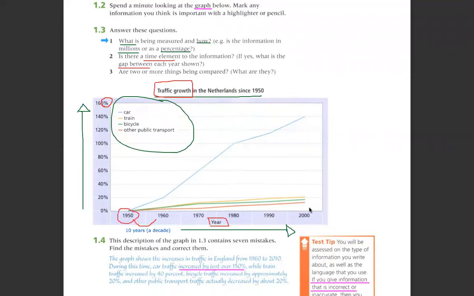So what is the first date? What is the last date? Okay. The next question says, are there two or more things being compared? And what are they? So please look at the graph and type in the chat box, what are the things that are being compared here? So we know it's about traffic growth, but what different things are being compared? Remember, if something's being compared, we look at the differences or the things that are similar about them.